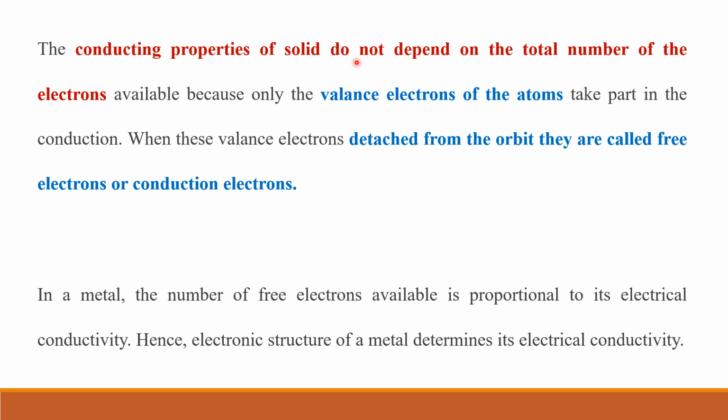The conducting properties of the solid do not depend upon the total number of electrons available in the solid. It only depends upon the total number of valence electrons that are taking part in the conduction. Those electrons which are detached from the orbits and are taking part in the conduction are called conduction electrons or free electrons. So in metal, the number of free electrons available is proportional to the electrical conductivity. Greater the number of free electrons, greater will be the electrical conductivity of the material.